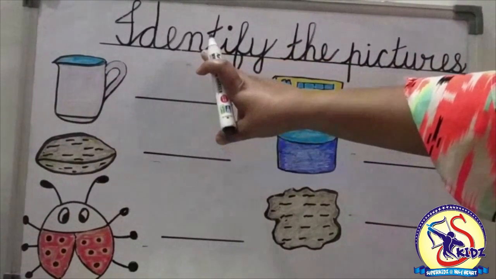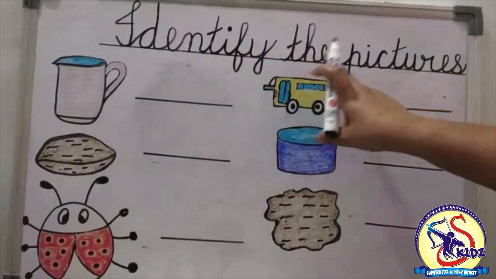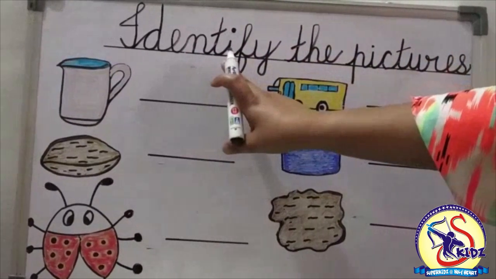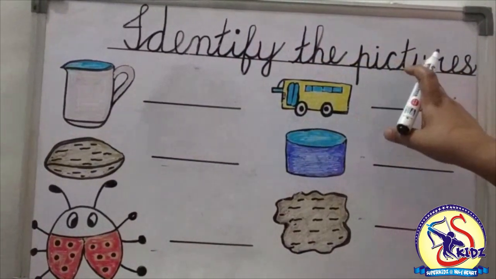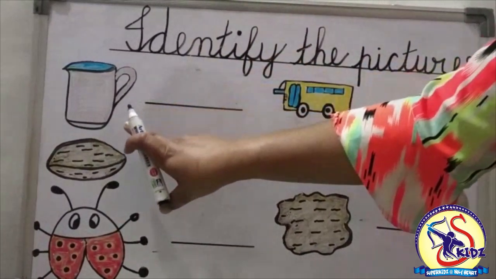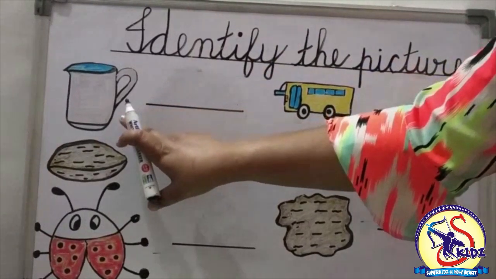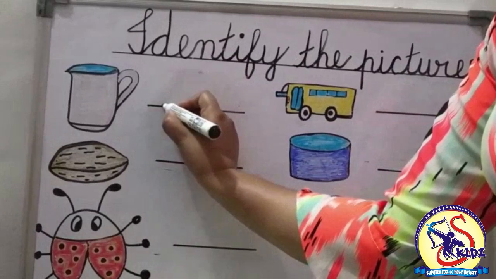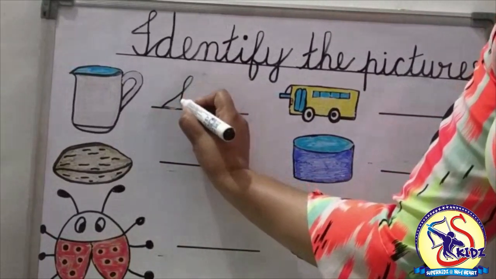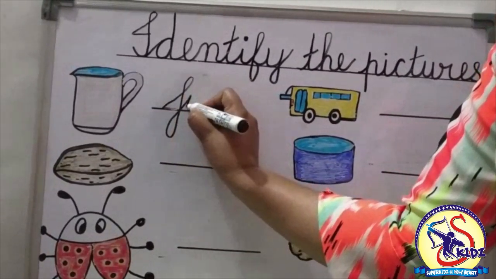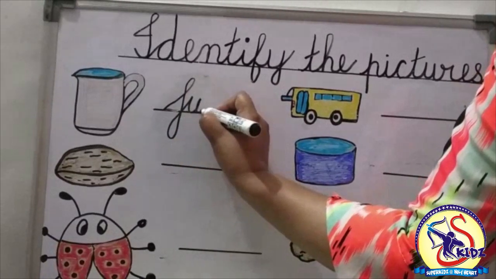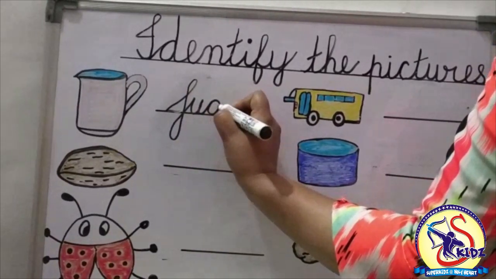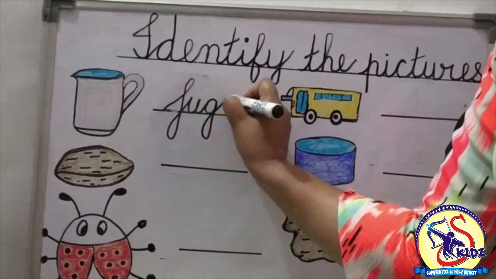Now kids, we will do our next exercise. Identify the pictures. Now kids, see the first picture. What is this? This is a jug. J-U-G, jug. Spell jug.